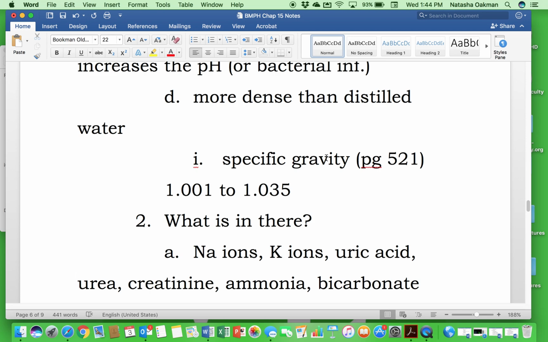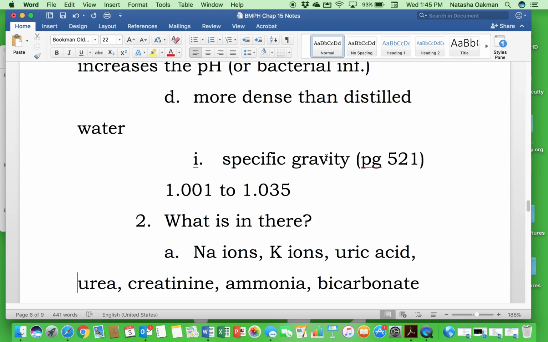And so that's why when we look back at the pH and see that eating lots of protein causes the pH to go down, it's because we're producing more uric acid, so it's becoming more acidic. And then ammonia and bicarbonate have the opposite effect. They're both bases and they have the effect of raising the pH. But all of these things are in your urine.